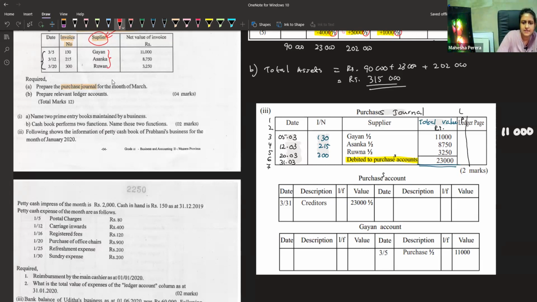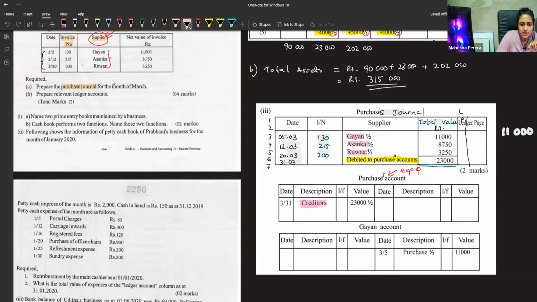Why? Because purchases account is an expense account. When we purchase, expense value goes up. Increase of expenses is a debit entry according to double entry principle. So we debit in our purchases account by the total. Total is 23,000. For the description, you have to say a common word, which is creditors. Because Gayan, Asanka, Ruan are creditors.